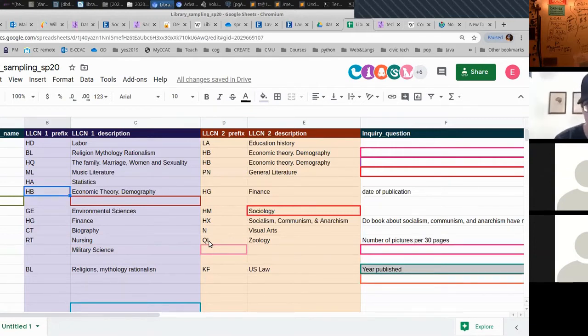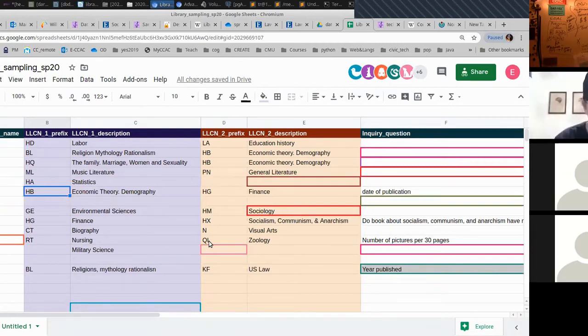So we've got music versus general lit. That's great.